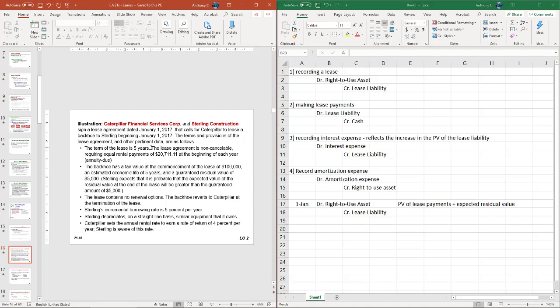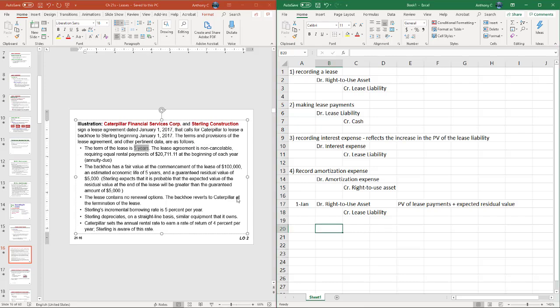First bullet point, it tells us the lease agreement is non-cancelable. It requires annual rental payments of $20,711.11 at the beginning of each year. So this is an annuity due, payment terms over 5 years. So we have a present value of an annuity due here. That's equal to your rent times the present value factor for an annuity due.